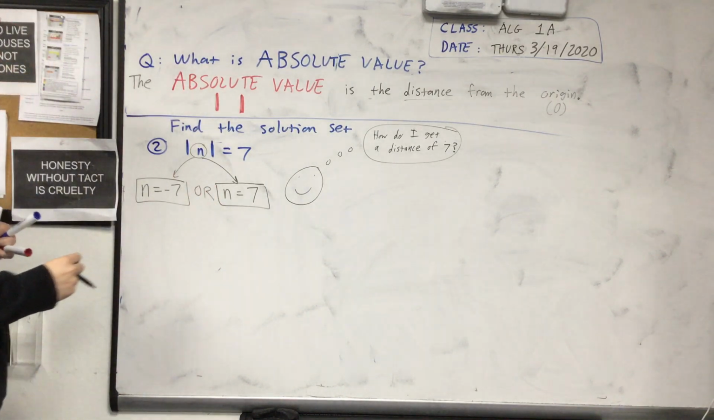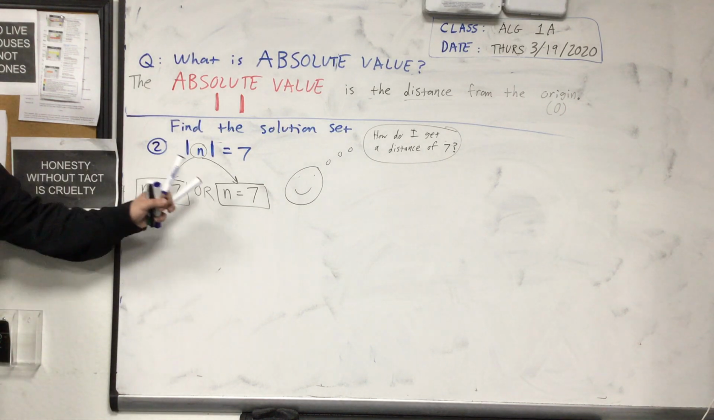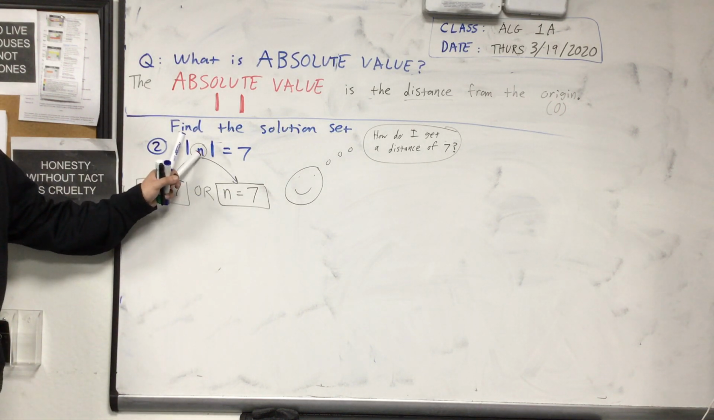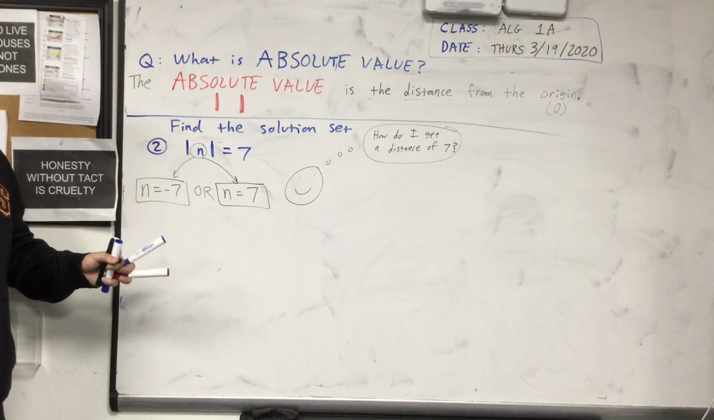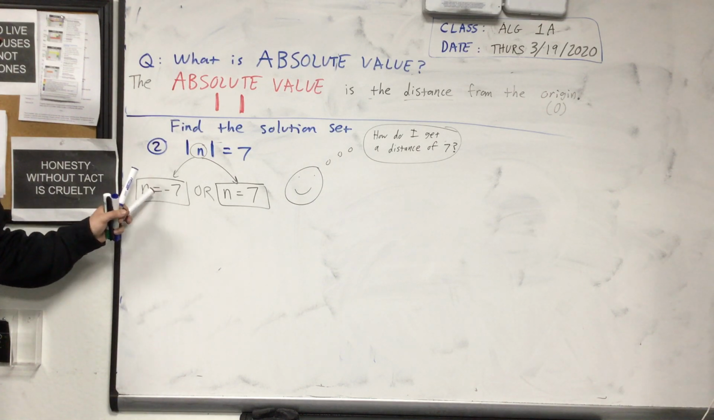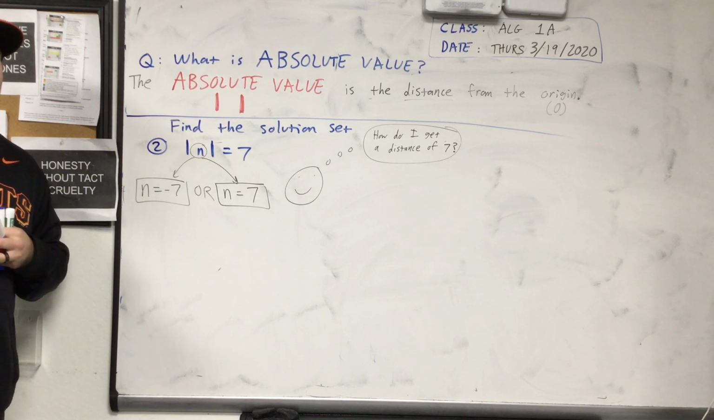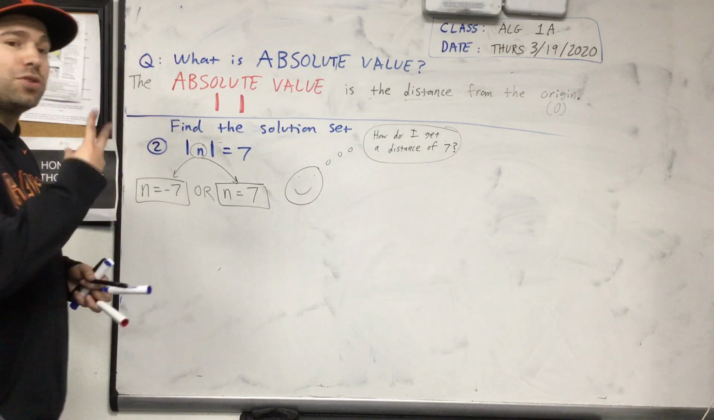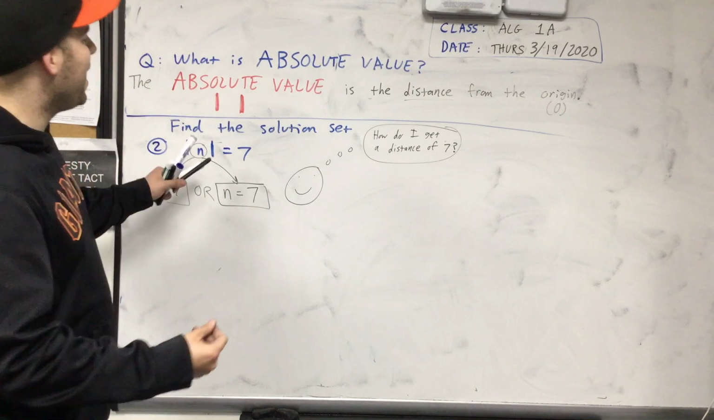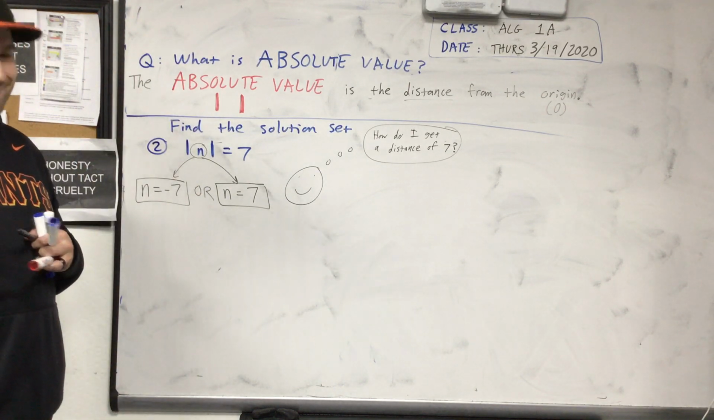And I can check my work by plugging it in. What's the absolute value of 7? The absolute value of 7 is 7. What's the absolute value of -7? Well, the absolute value of -7 is also 7. We have 2 solutions that make this statement true.